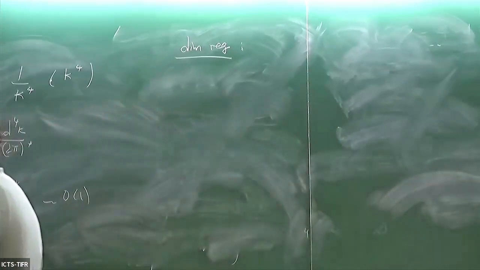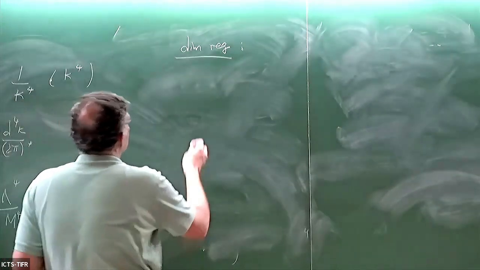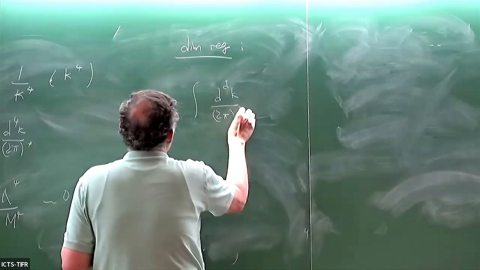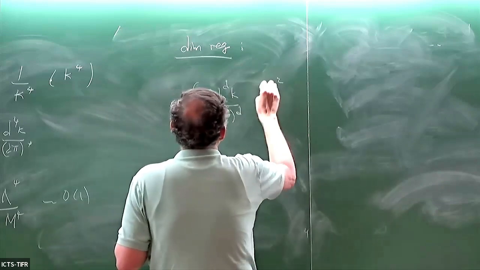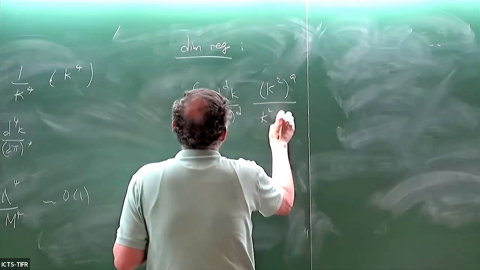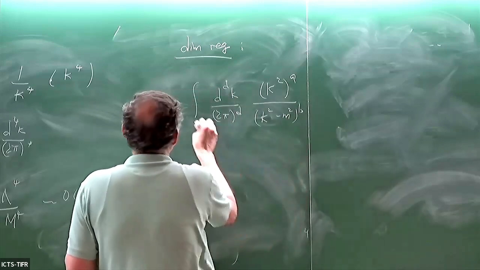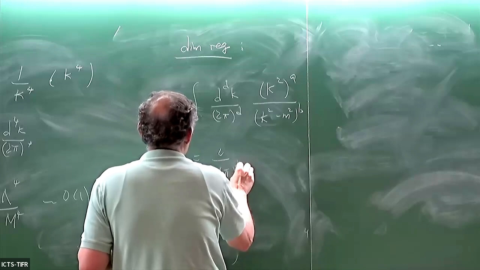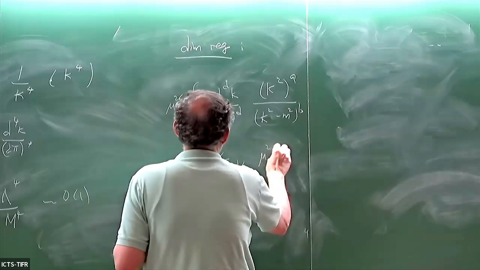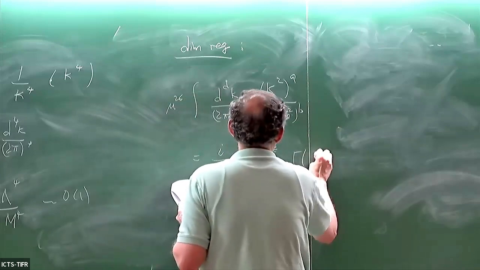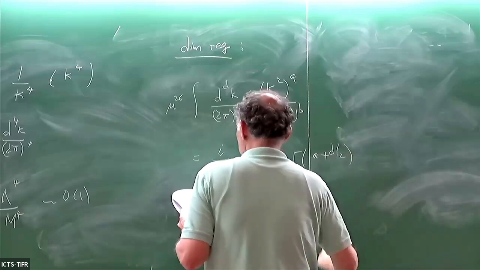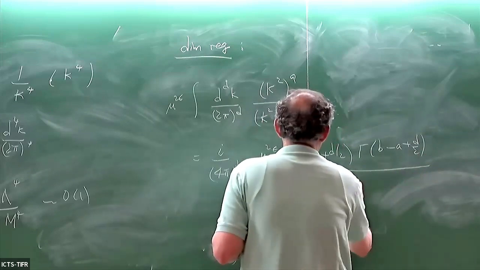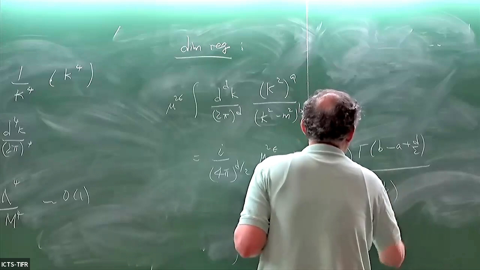And in dimensional regularization, if you do a loop integral, I'm just going to write down a standard integral, d^dk over (2 pi)^d, of k squared to the a over k squared minus m squared to the b. And here you have a mu to the 2 epsilon. That gives you something which is i over (4 pi)^(d/2), mu to the 2 epsilon, gamma functions, and so on.